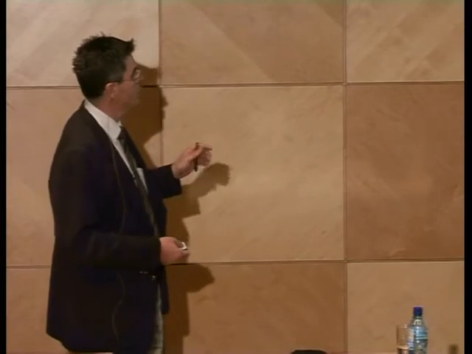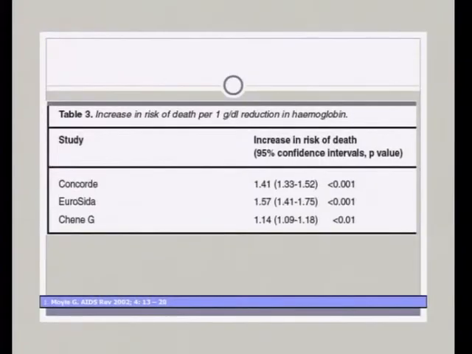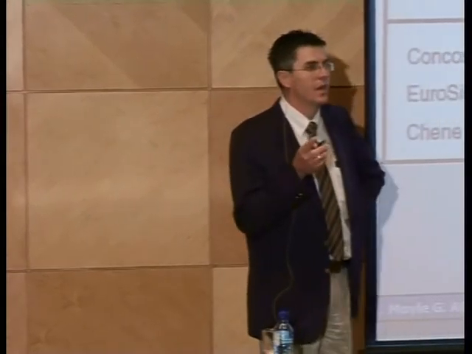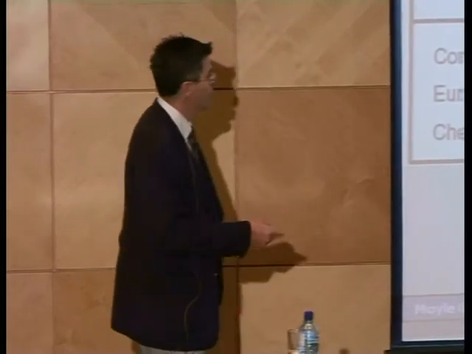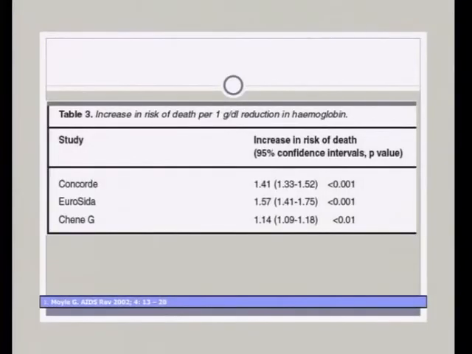And this very small review article that was done by Moyle showed an increased risk of death per 1 gram per deciliter reduction in the hemoglobin. If you have 1 gram per deciliter reduction in your hemoglobin, the increased risk of death were 41%, 57% and 14%, all significantly increased for 1 gram per deciliter. And I think that's significant.